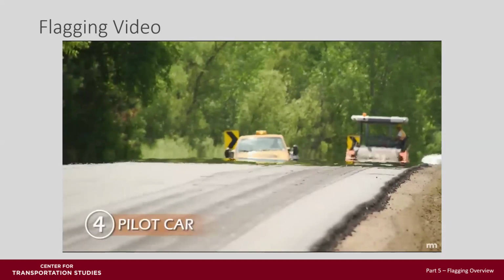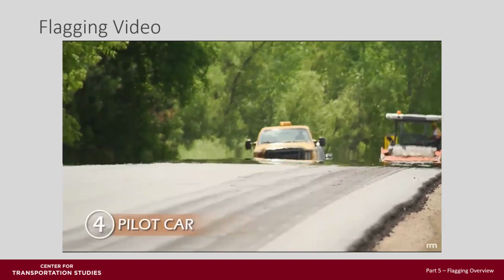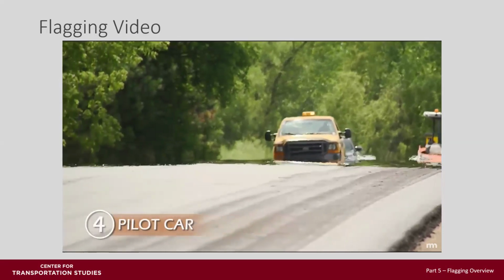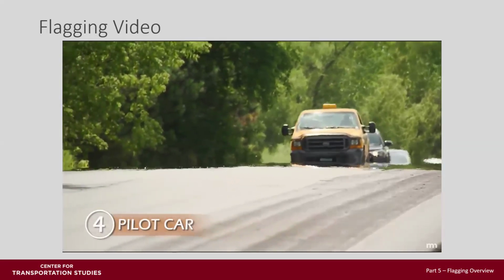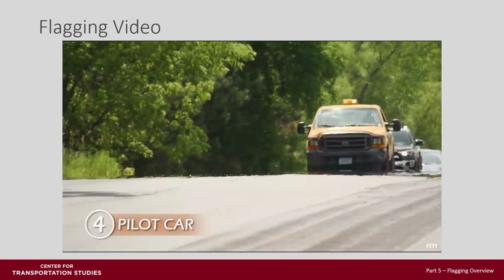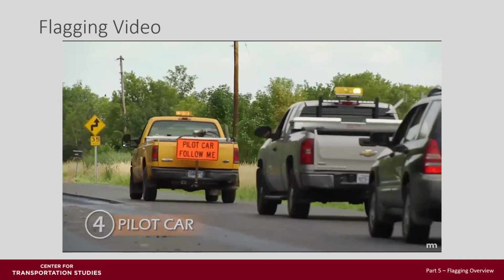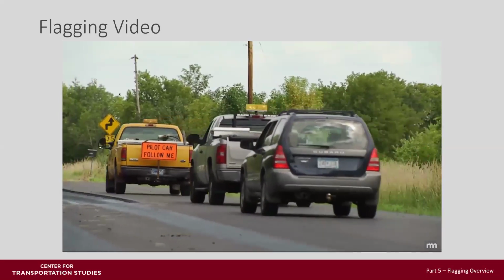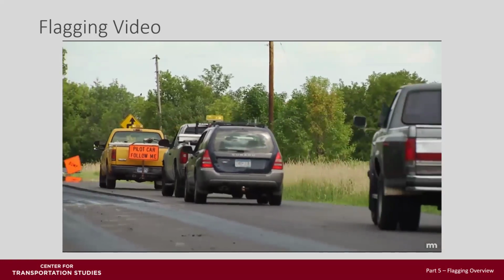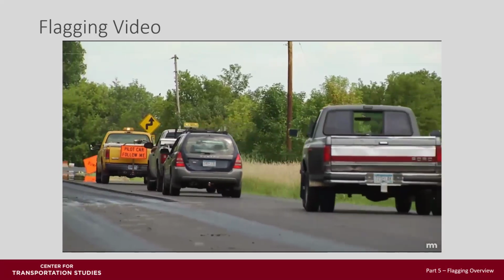The fourth situation is the use of a pilot car for traffic control. This method works best when the route is particularly long or dangerous, or where the work area changes so often that proper signing is difficult. The pilot car is used to guide a train of vehicles through a job or detour.